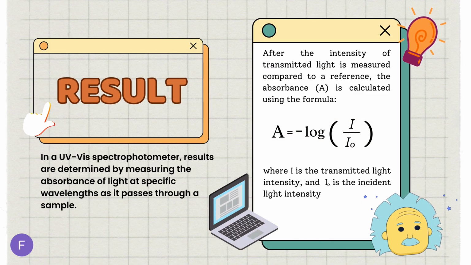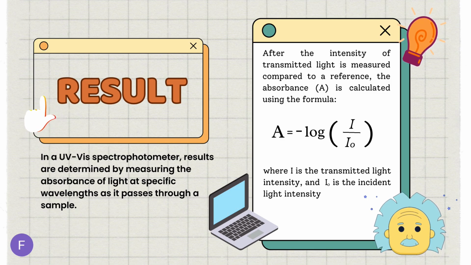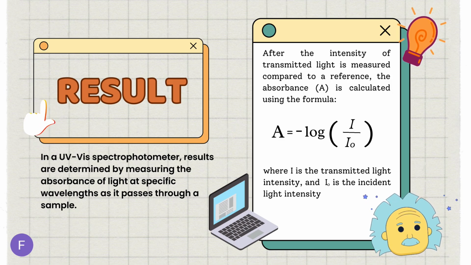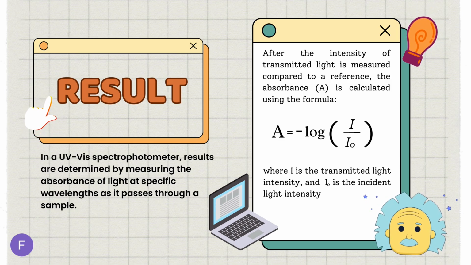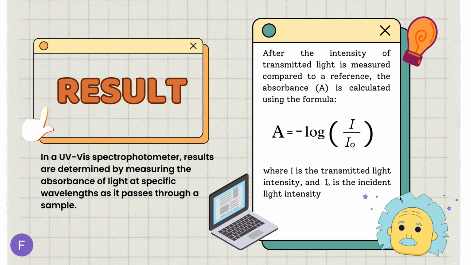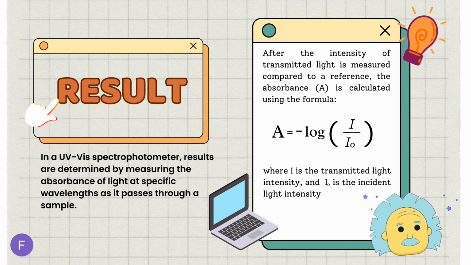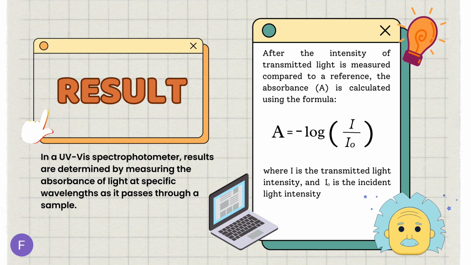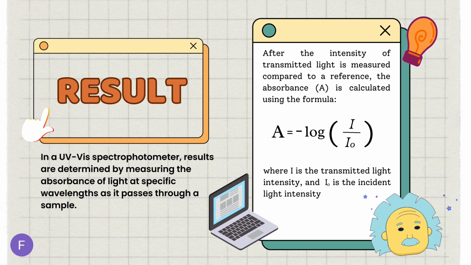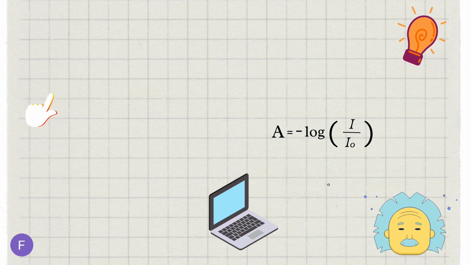In a UV-Vis spectrophotometer, results are determined by measuring the absorbance of light at specific wavelengths as it passes through a sample. After the intensity of transmitted light is measured compared to a reference, the absorbance A is calculated using the formula A equals minus log of I divided by I naught, where I is the transmitted light intensity and I naught is the incident light intensity.